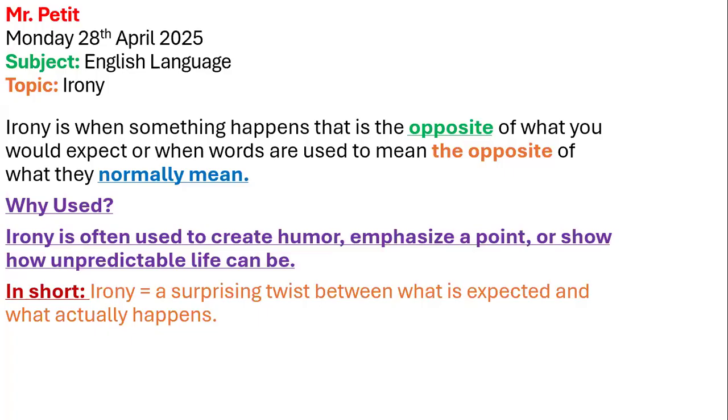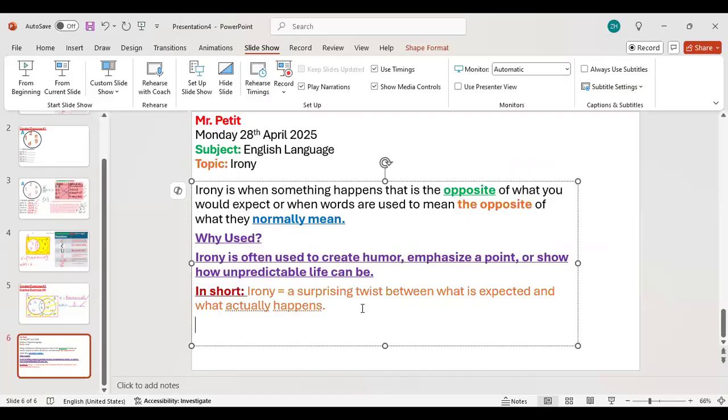In short, what is irony? A surprise twist between what is expected and what actually happens. Very good. And Javed Harris, in short, what is irony? A surprising twist between what is expected and what actually happens. Very good.